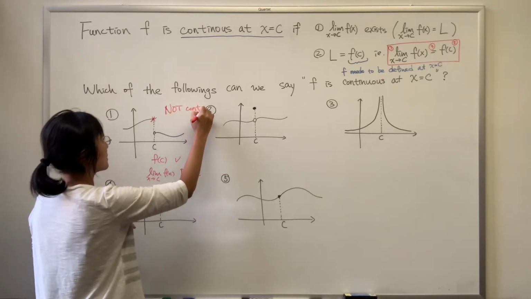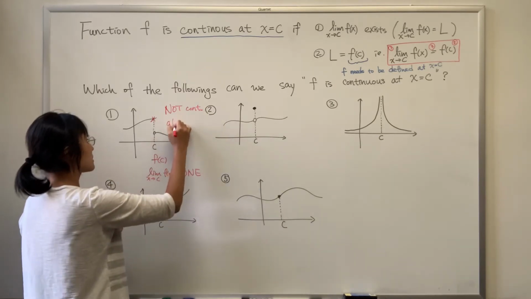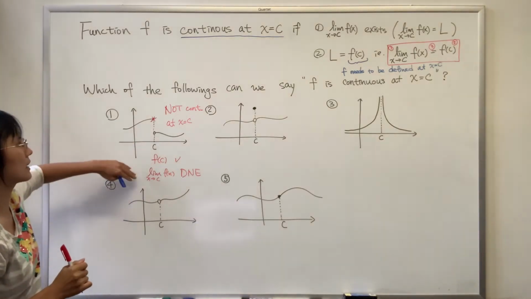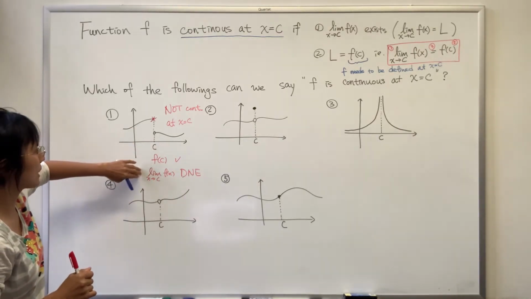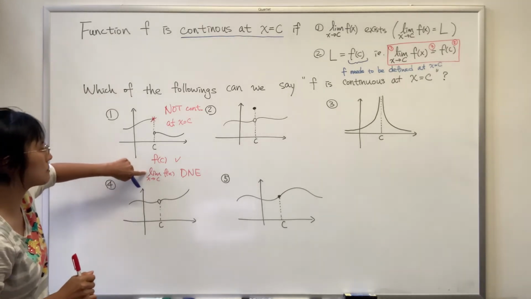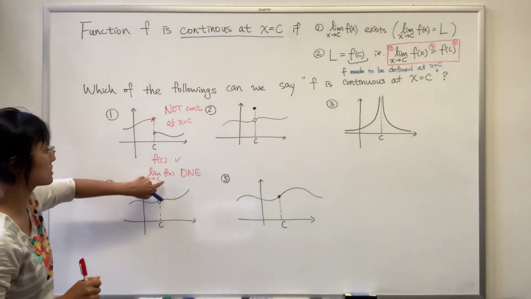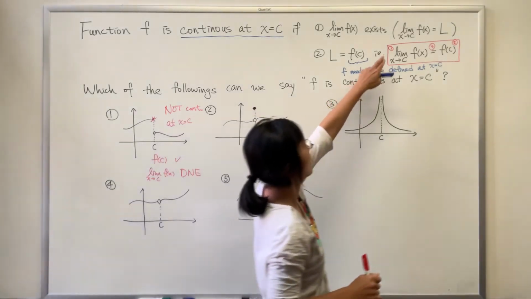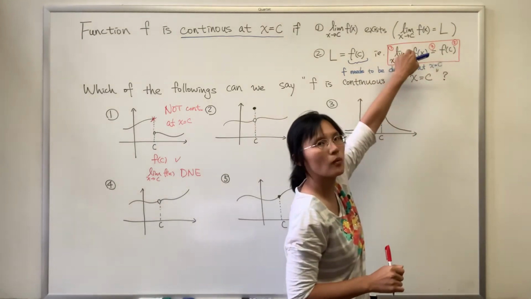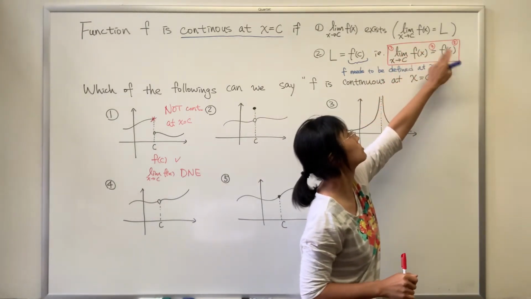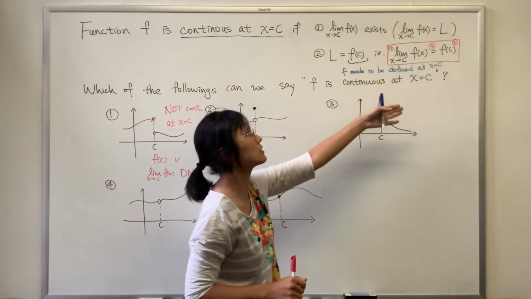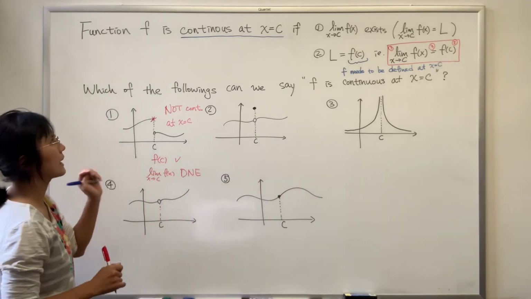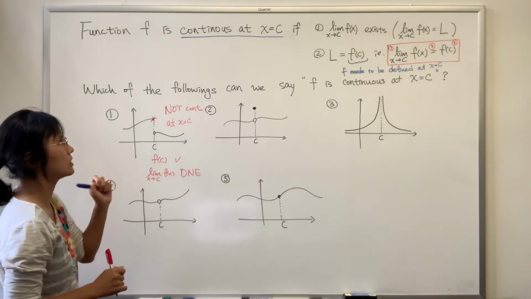Let me just use a label for this point only: example 1 is not continuous at x equal to c. Why? Because the limit of f as x approaches c does not exist. So if you look at the 1, 2, 3 components, I have component 2, but component 1 fails. If any of those three conditions fails, then I cannot say f is continuous at c.